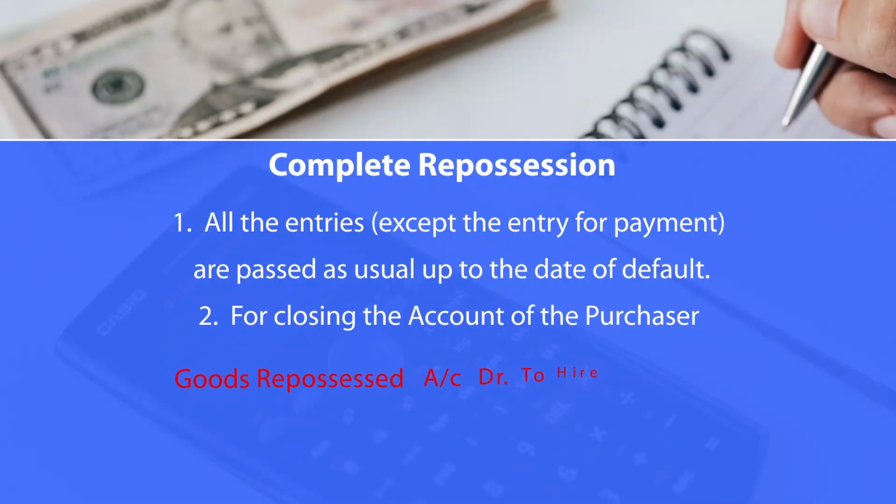In order to close the account of the hire purchaser, the following journal entry would be passed: goods repossessed account debit to hire purchaser, because here the goods are coming in, the product is coming in. Therefore, as per the rationale of the real account, debit what comes in. Here the asset is coming in, therefore the goods repossessed account will be debited, and the hire purchaser account is a personal account. So, we will apply the rationale of the personal account, debit the receiver and credit the giver. It is the hire purchaser who is giving the goods back. Therefore, his account must be credited.